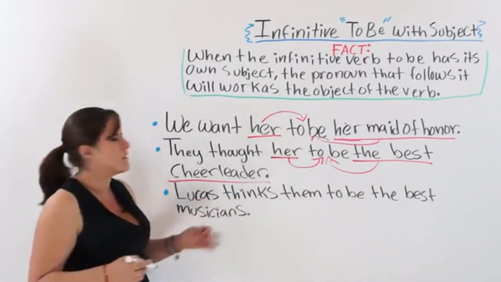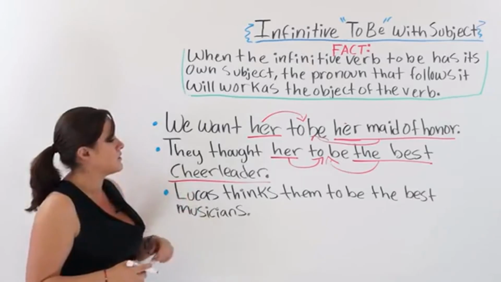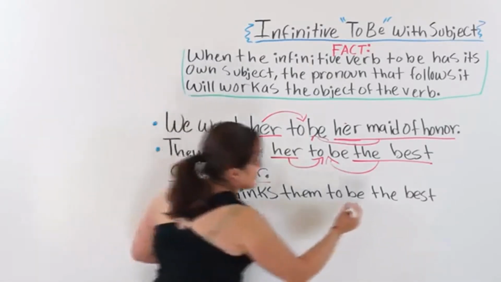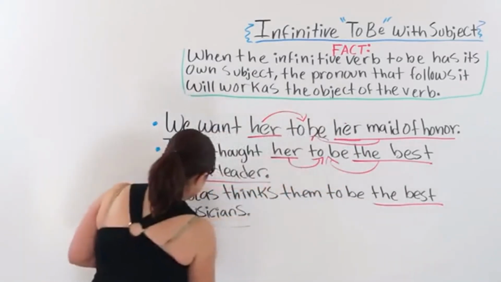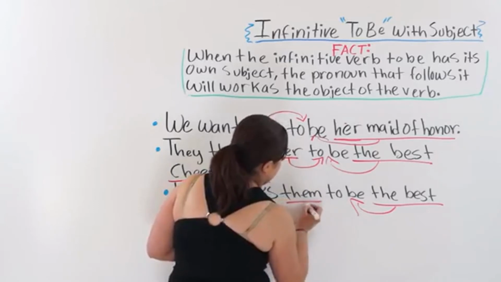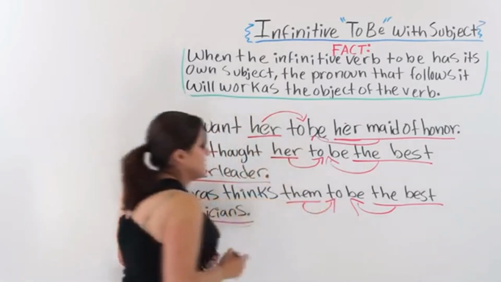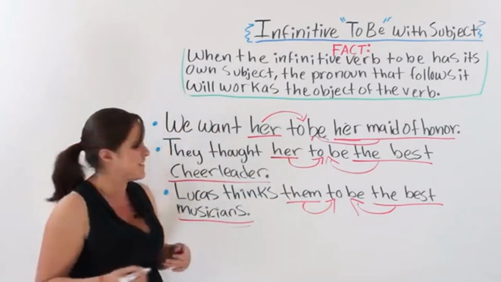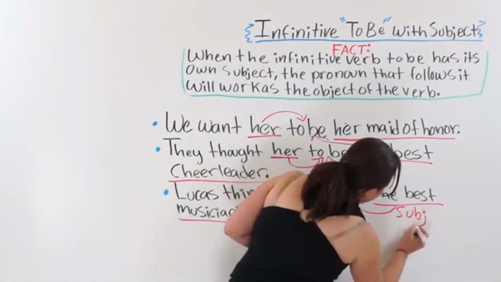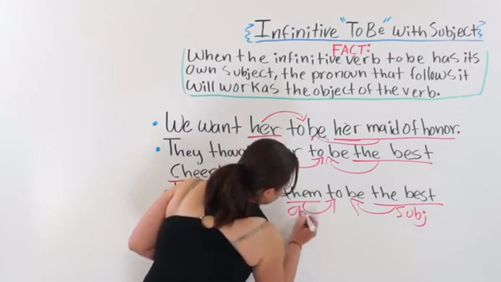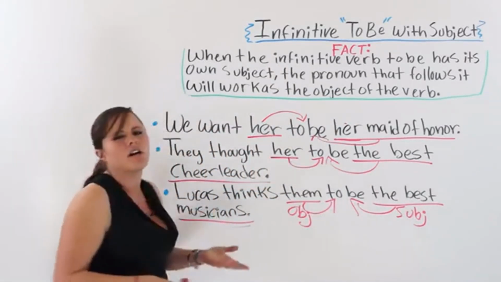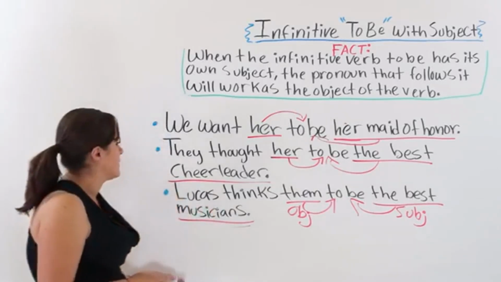Object and subject. And the last one says, Lucas thinks them to be the best musicians. The best musicians would be the object of the infinitive. And them would be the subject. No, right? The other way around. This here would be the subject of the infinitive. And this here would be the object of the infinitive. That is why we are using an object pronoun.